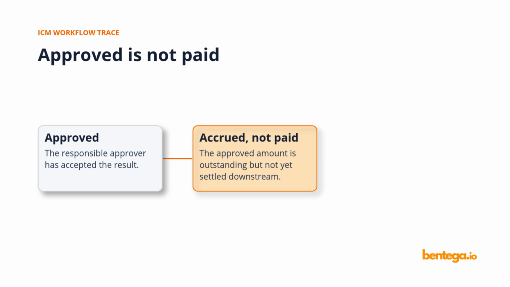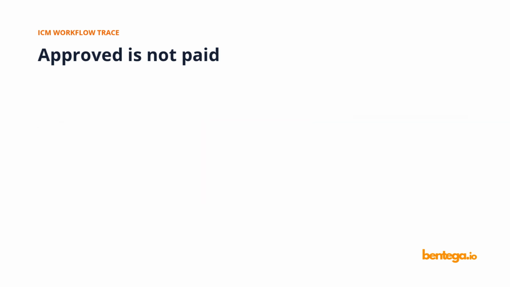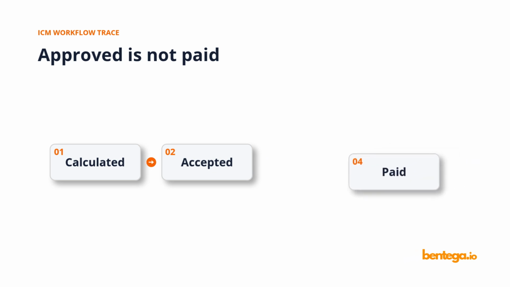This means the approved obligation is outstanding while the downstream payment process has not yet settled it. Paid means that settlement has taken place. Keeping these states separate creates a clear answer to a simple question. What has been calculated, what has been accepted, what remains outstanding and what has actually been paid.